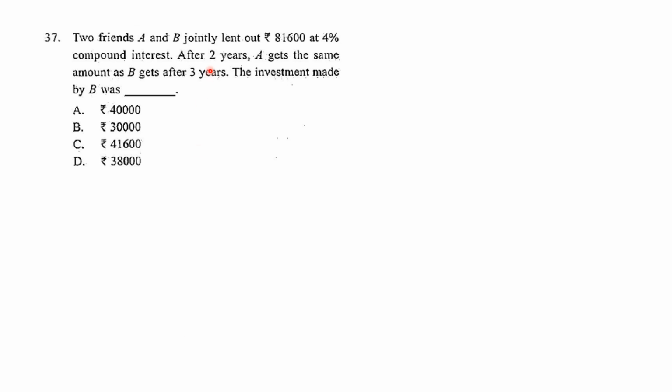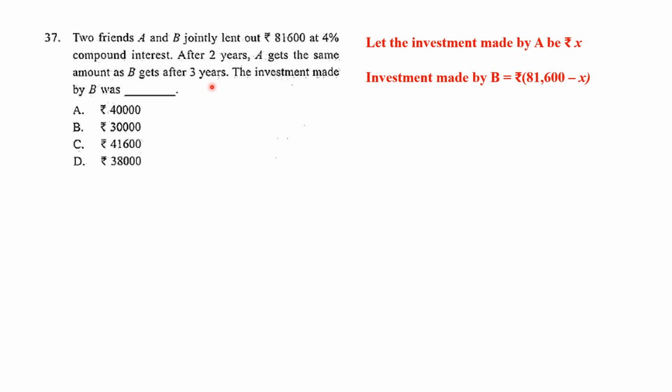Two friends A and B jointly lent out 81,600 rupees at 4% compound interest. After 2 years, A gets the same amount as B gets after 3 years. The investment made by B was. So here A and B jointly lent out 81,600 rupees. I will assume the investment done by A to be X. So the investment done by B will be 81,600 minus X. And in the question it is given after 2 years, A gets the same amount as B gets after 3 years. So you have to find the amount for both.